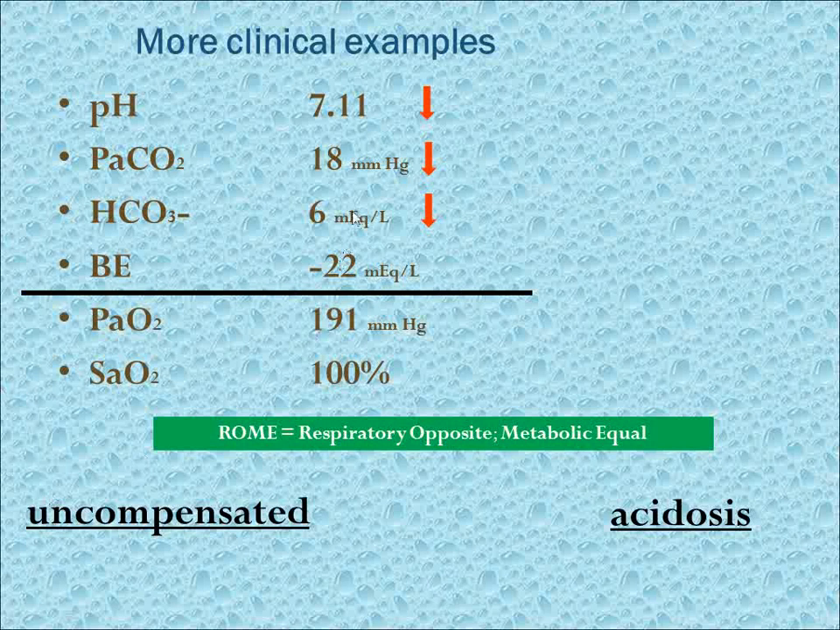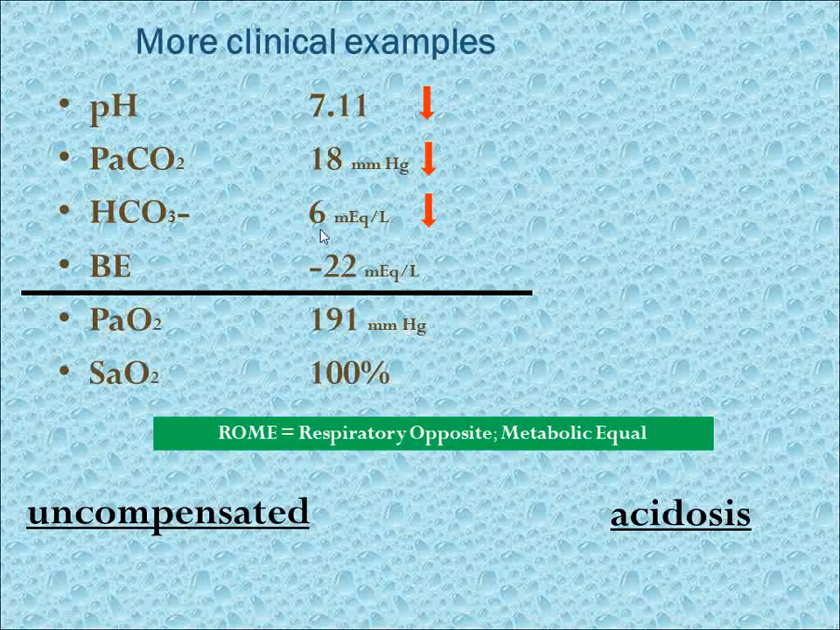And then we can identify where the link is. So we look first at the respiratory system. We see the arrow going down. That does not fit with our mnemonic. The arrows are not opposite each other, and therefore this cannot be a respiratory problem.